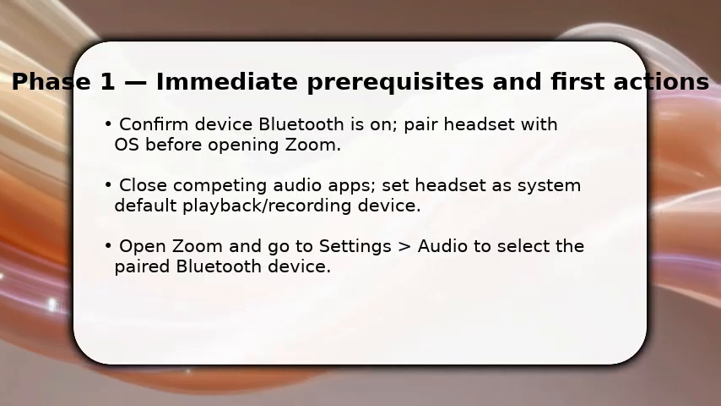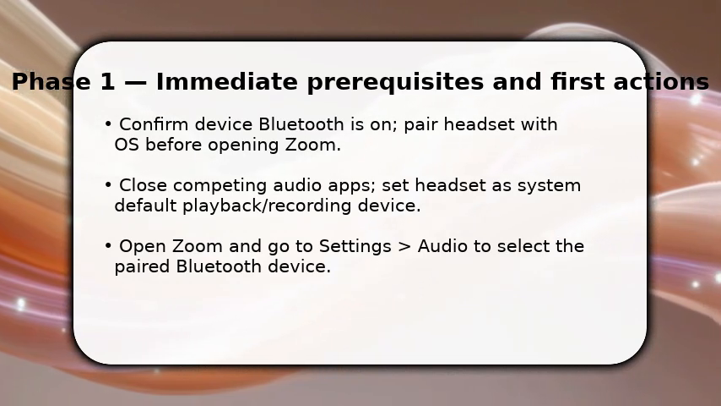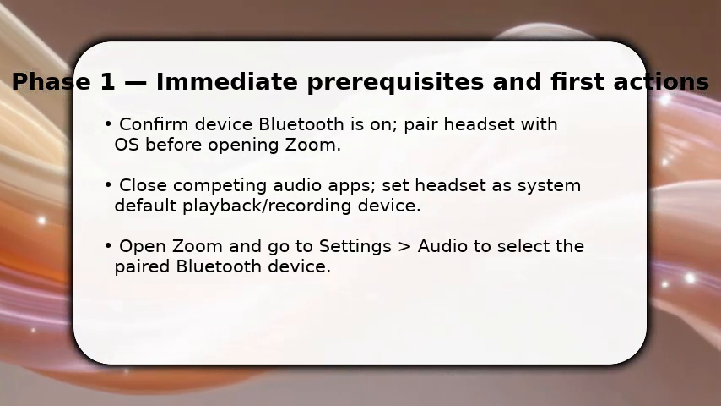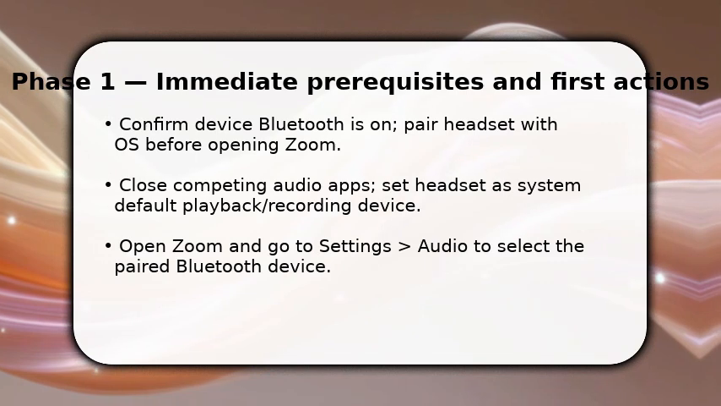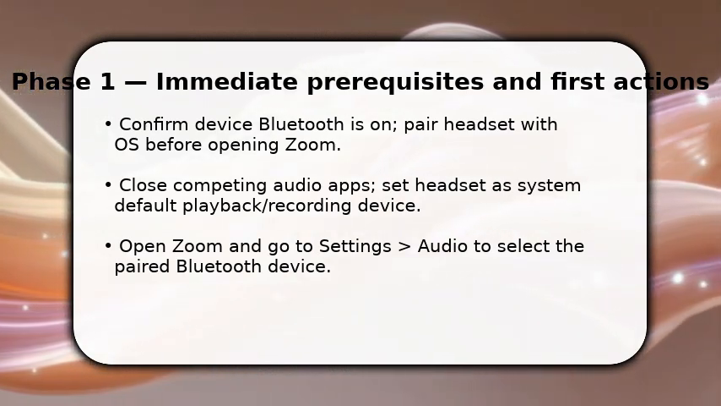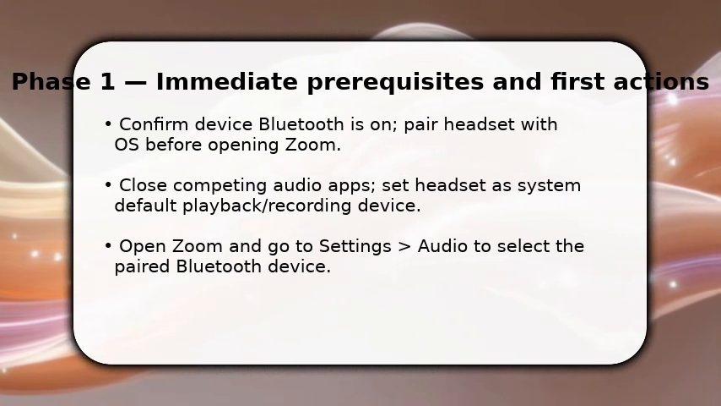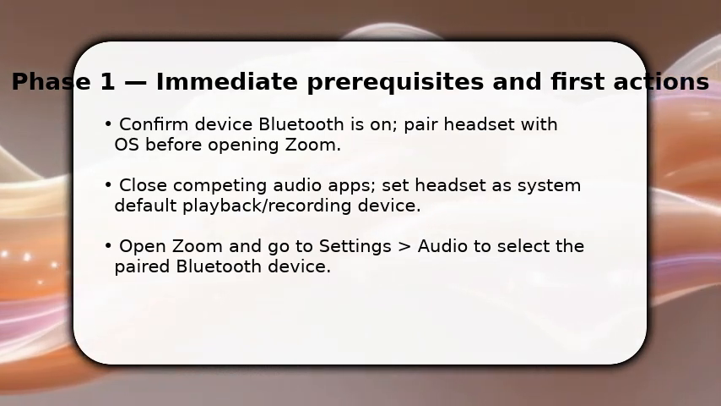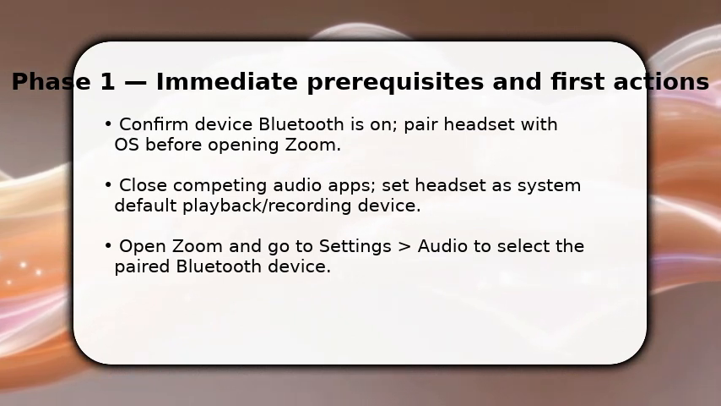You begin by pairing your headset to the computer or phone. This is essential, so do it now. On desktop, use Settings Bluetooth. On mobile, use Bluetooth in Control Center or Settings. Once paired, make the headset your system default for both playback and microphone because Zoom reads system audio.